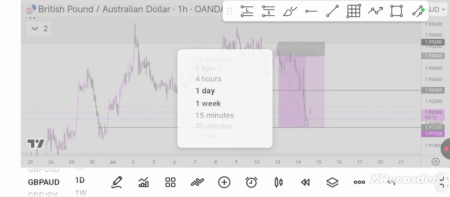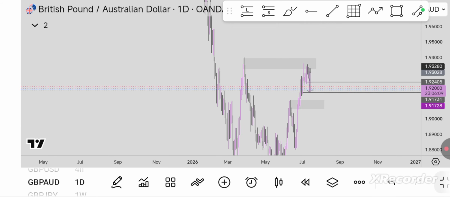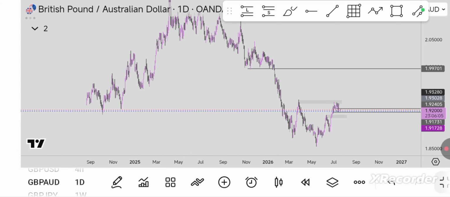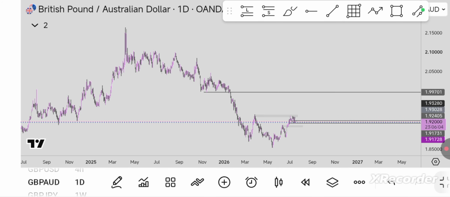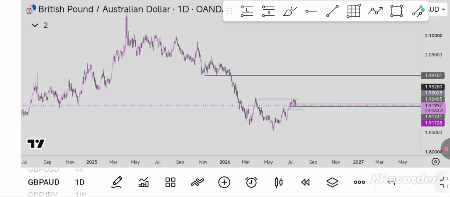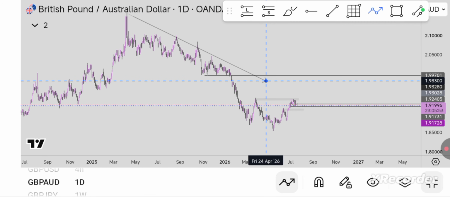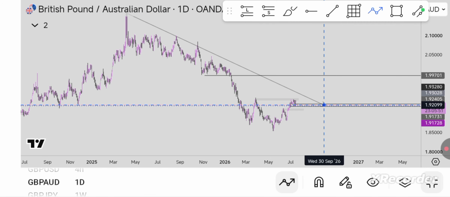Let's go straight to the daily time frame. Now, on the daily time frame, you can clearly see that we are in a bearish market. Okay, you can see the market is coming down. This is a bearish market. As you can see, the market is coming down.